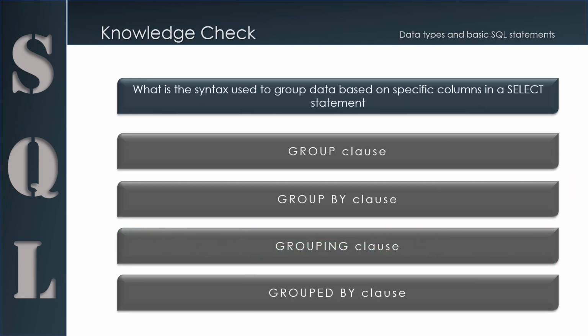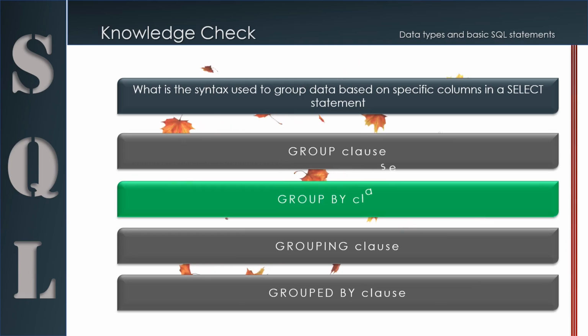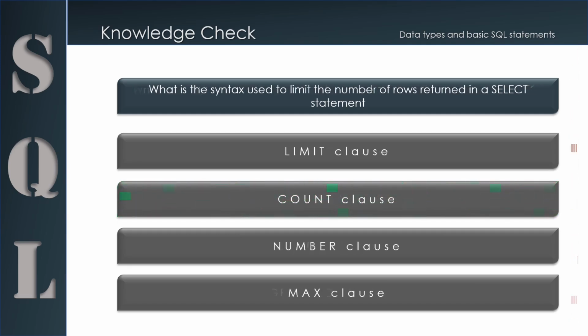What is the syntax used to group data based on specific columns in a select statement? What is the syntax used to limit the number of rows returned in a select statement?